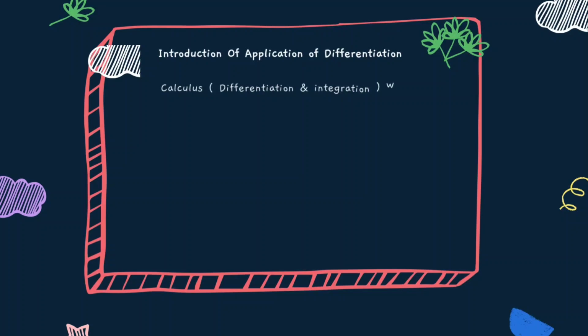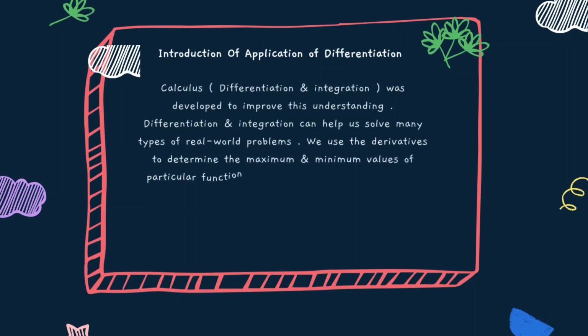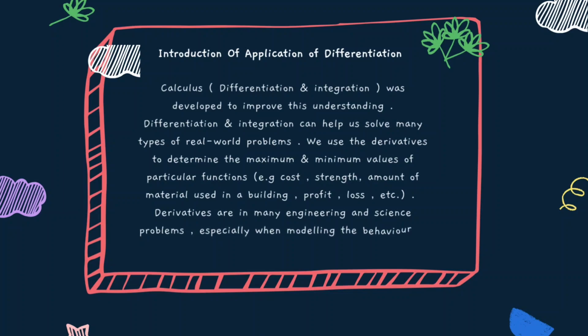Next, introduction of application of differentiation. Calculus, differentiation and integration were developed to improve this understanding. Differentiation and integration can help us solve many types of real-world problems. We use derivatives to determine the maximum and minimum values of particular functions, for example cost, strength, amount of material used in a building, profit, loss, etc. Derivatives are used in many engineering and science problems, especially when modeling the behavior of moving objects.